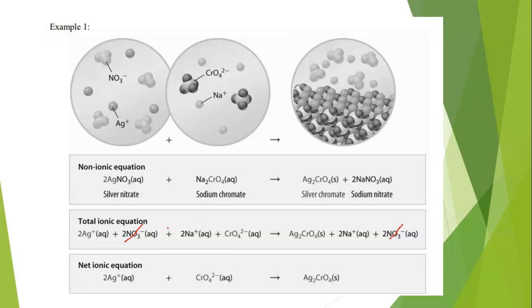Okay, and we can eliminate them. These are our spectators, so they're not actually part of the reaction. Here we look at sodium ions. You see how there's two of them, and on the product side, we have two sodium ions. So we can actually get rid of these as well.